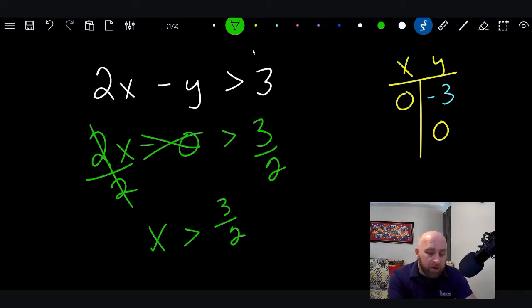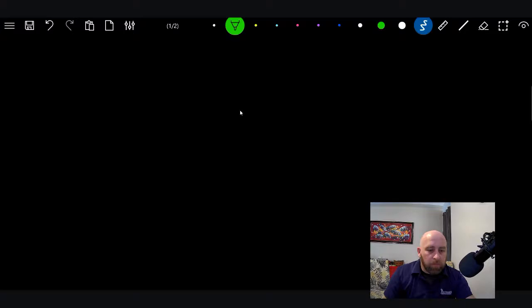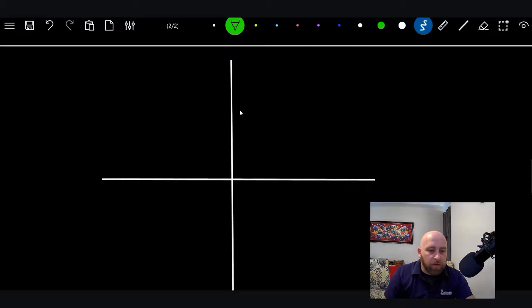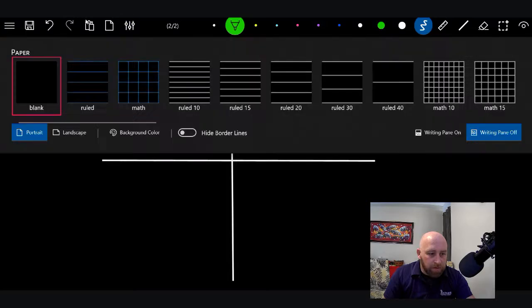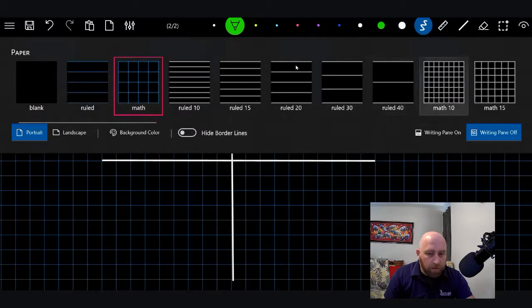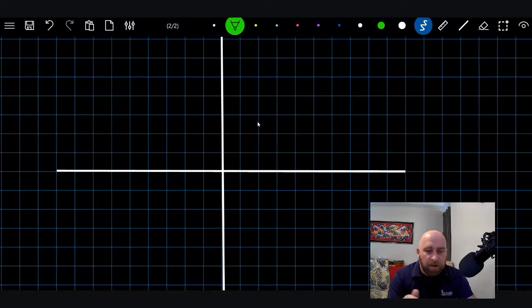Well, that's kind of hard to graph. So what's better to graph? Well, if you divide that, 2 goes into 3 1.5 times. So that would probably be easier to write, 1.5 right there. And you'll see why in just a second. Now, let's come down here and we're going to graph this. I'll change my paper over here to a ruled paper. Might be able to see this just a little bit better with the graph paper.